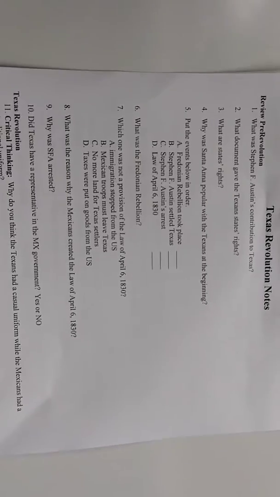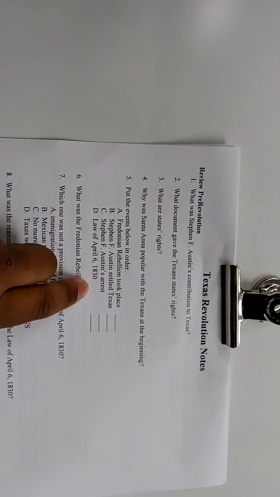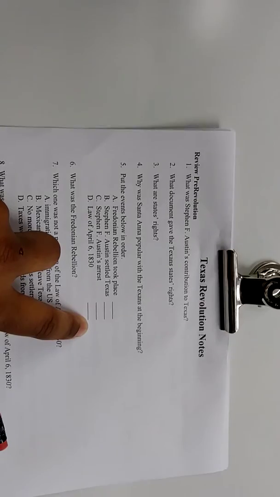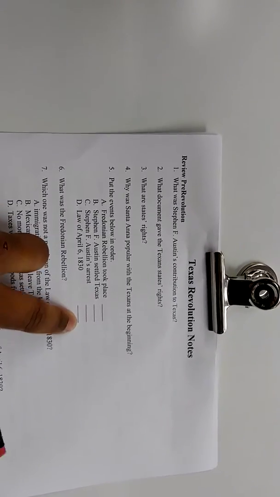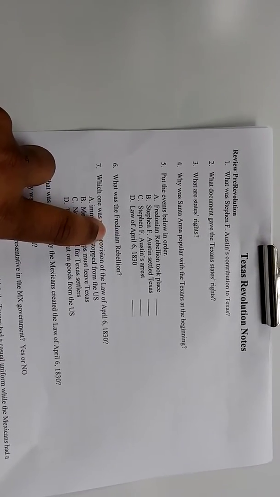Number 4, why was Santa Anna popular with the Texans at the beginning? So think about why they pledged their support for him in the beginning. What did he tell them? What did he pledge to them that earned their support? And number 5, sequencing here, put these events in order from 1 to 4. So 1 being the oldest, 4 being the most recent. Number 6, what is the Fredonian Rebellion? Think about what that was from yesterday when we talked about it.